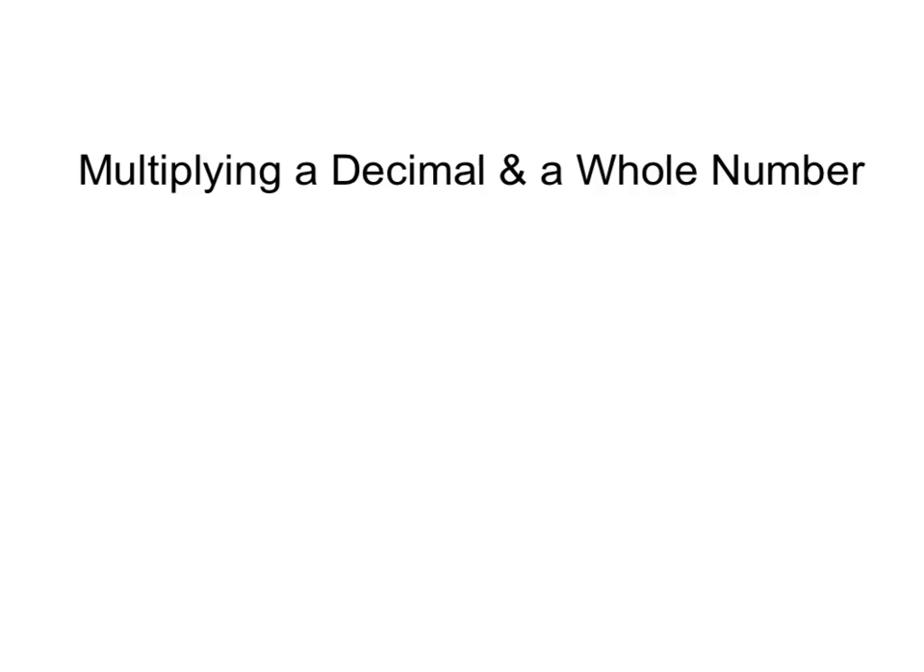Hello! Today we are going to talk about multiplying a decimal and a whole number. The first example we're going to do is 0.4 or 4/10 times 3.